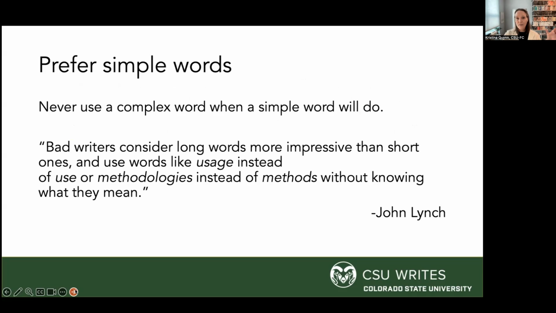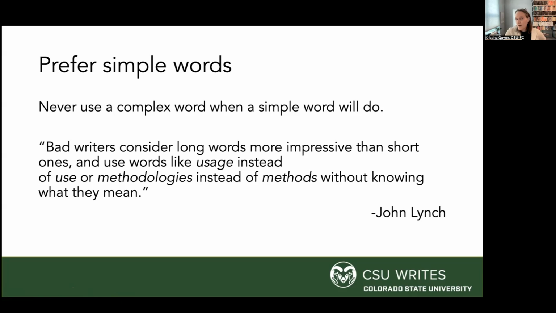Thinking about shortening paragraphs to simpler paragraphs, then also complex words to simpler words. This is one of George Orwell's famous recommendations, right? Never use a complex word when a simple word will do. John Lynch says, bad writers consider long words more impressive than short ones and use words like usage instead of use, or methodologies instead of methods, without knowing what they mean.